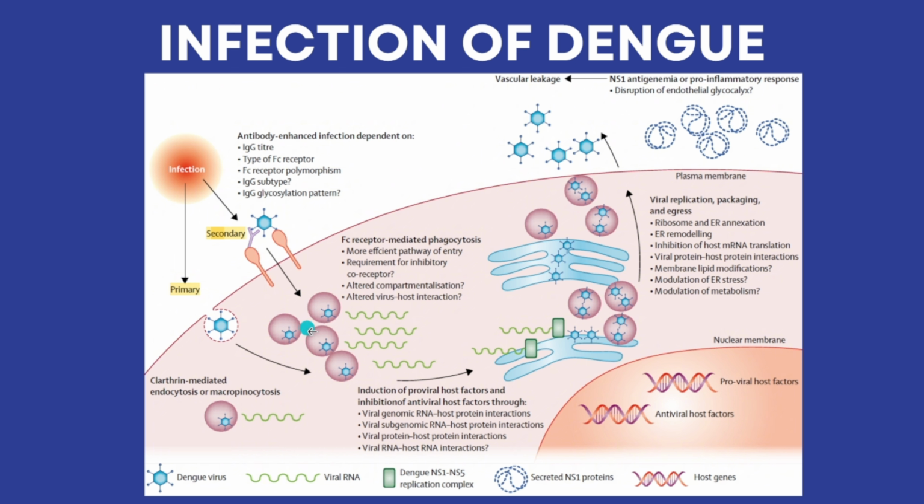ADE infection will occur when the pre-existing antibody from the primary infection binds to a dengue virus of a different serotype, resulting in the antibody being unable to neutralize that virus. This makes them bind toward the Fc receptor of the host cell. This is the Fc receptor on the host cell, so that it will enter into the white blood cell, and then the further infection mechanism is the same as the receptor-mediated infection mechanism.